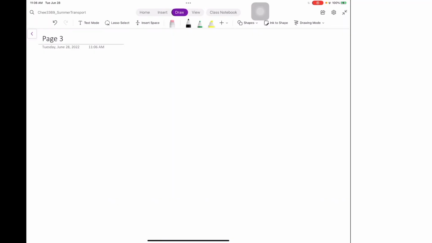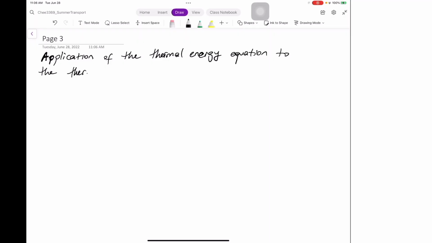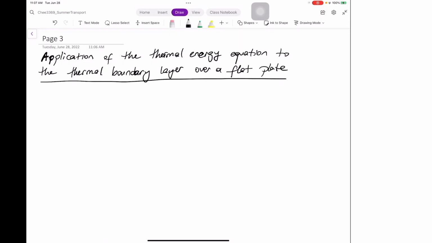And let's say application of the thermal energy equation to the thermal boundary layer on a flat plate. So that's what we're going to do.